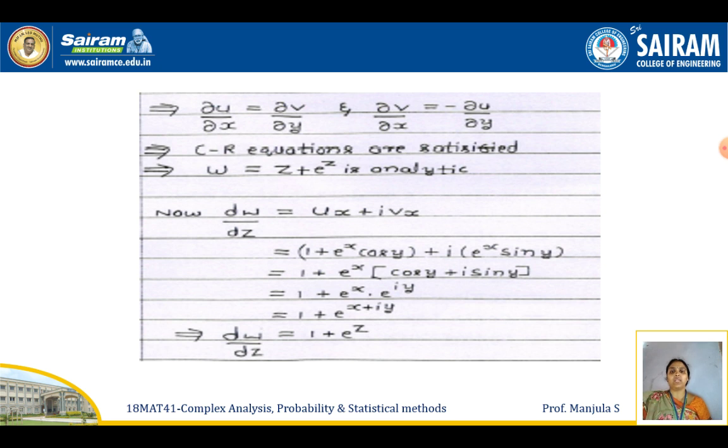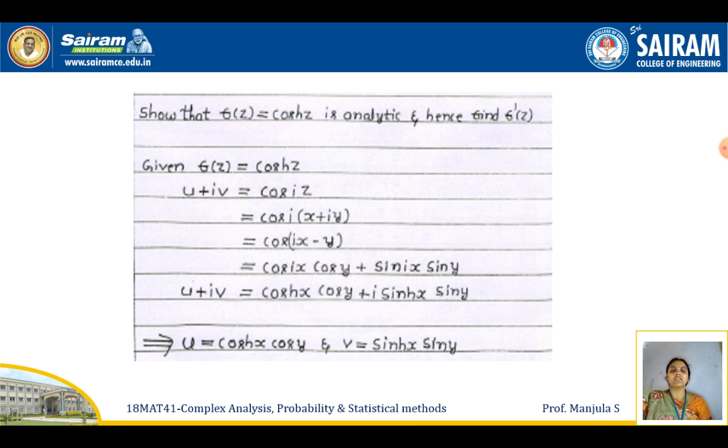Now we have to find the derivative, that is dw by dz. The formula is ux plus i into vx. Already we got the values of ux and vx. Substitute those values here. So 1 plus e to the power x into cos y plus i into e to the power x sin y, which equals 1 plus e to the power x, that into, you take e power x as common, cos y plus i sin y, again that can be written as e to the power iy. So bases are the same, means powers we can add. So e to the power x plus iy is nothing but e to the power z. So dw by dz is 1 plus e to the power z. So this is the solution.